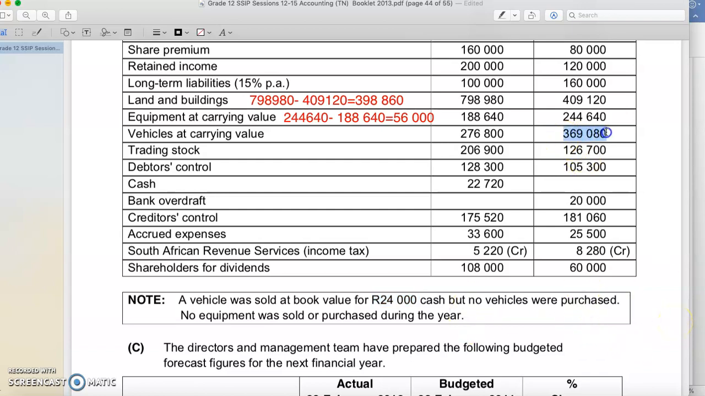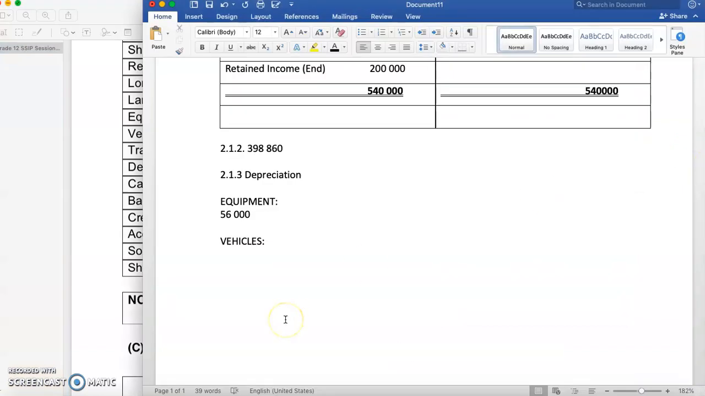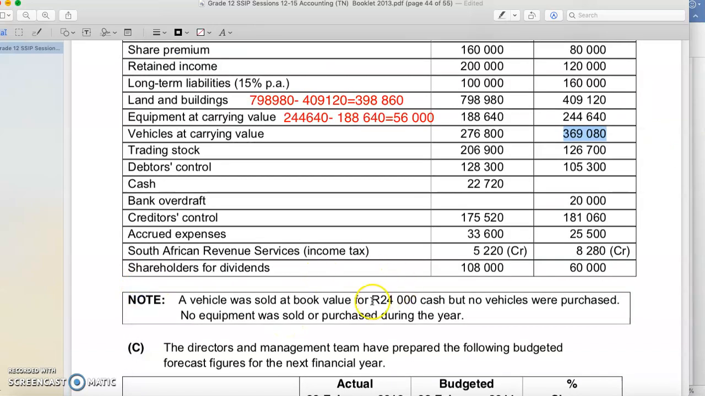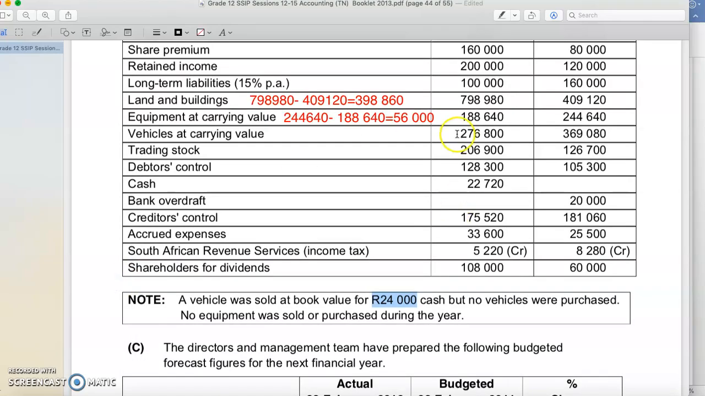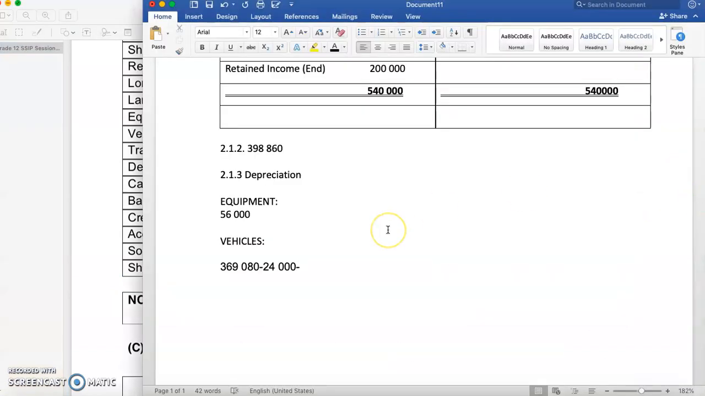So what I do is I take the amount at the beginning of the year, and because this is book value, I'm just going to subtract this minus, and then I also subtract the amount at the end of the year, that amount, and that's how I calculate the depreciation on vehicles. It should be 68,280. So that's just how I calculate it.